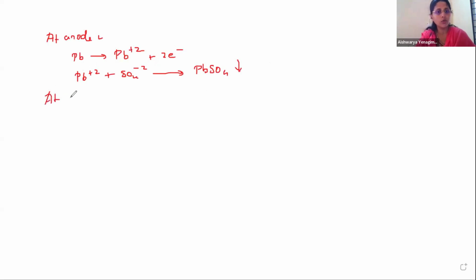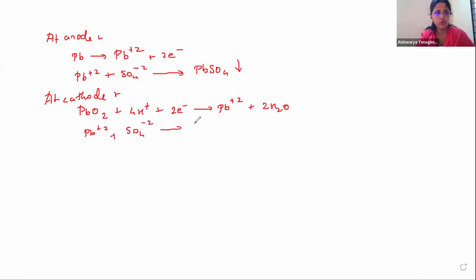So what happens at cathode? At cathode, PbO2, you have taken PbO2, right? And there is acidic solution, so H+ ions are there, and PbO2 will take 2 electrons with H+ to form Pb +2 and H2O. Yes, this Pb +2 combines with SO4 -2 to form PbSO4. This is also a precipitation reaction.